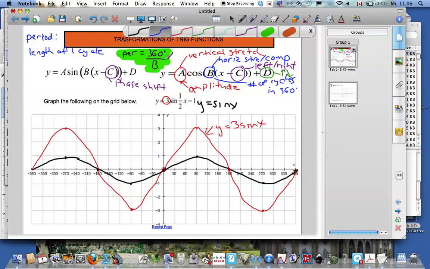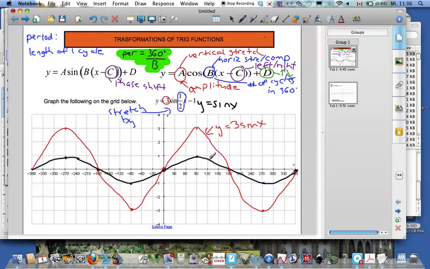Now we're going to do the next one, and this is the trickiest. Remember what b is: b is the number of cycles in 360. So if you have a half, that means you're only going to fit half a cycle in 360. So this is going to stretch the graph by 2, so it's going to become wider. This has to do with the x values, so you multiply all the x values by 2 to stretch it out. 0, you're still at 0. The 90 now goes to 180. The 180 now goes to 360.